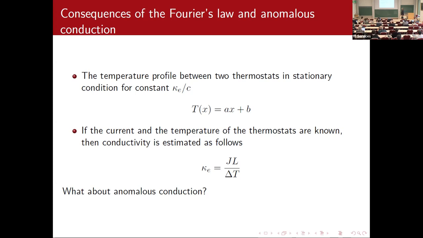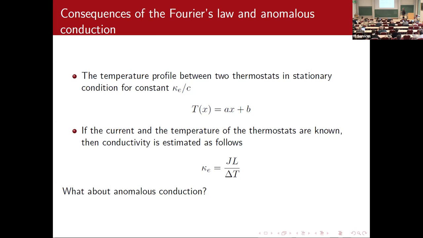If the current and the temperature of the thermostats are known, and this is what we can usually measure from a numerical simulation, let's suppose that we have two thermostats, we know the temperature, we do the computation, and then we measure the current J. We can use as an operative definition of the conductivity, and this is the definition I'm going to use throughout my paper, in which the conductivity is given by the energy flux, the current J, times L, which is the distance between the two thermostats, divided by delta T, the difference of temperature between the two thermostats.